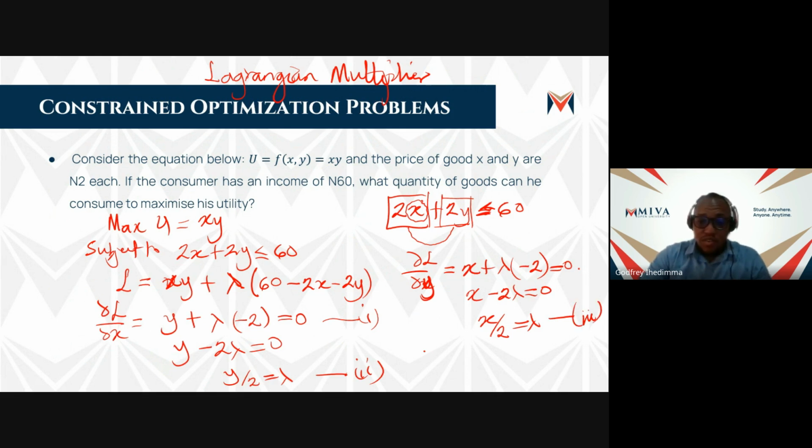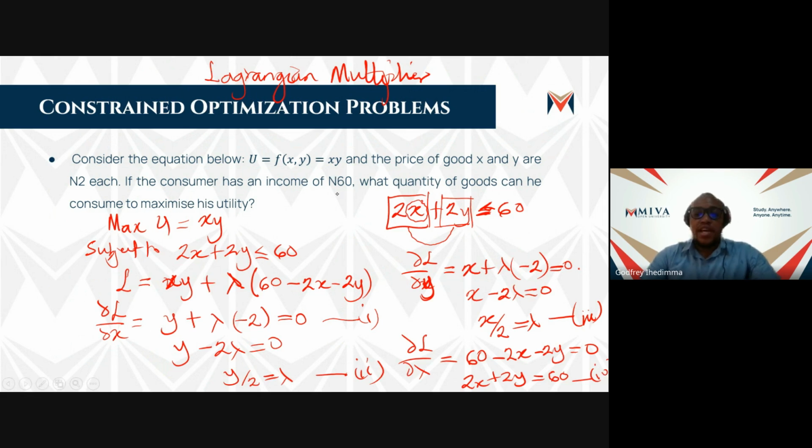Let's call this equation 3. Then the third one, we differentiate the Lagrangian with respect to lambda, and lambda here turns to 1, and it gives us 60 minus 2x minus 2y equals 0. So that we end up having back our equation 2x plus 2y equals 60. Equation 4.